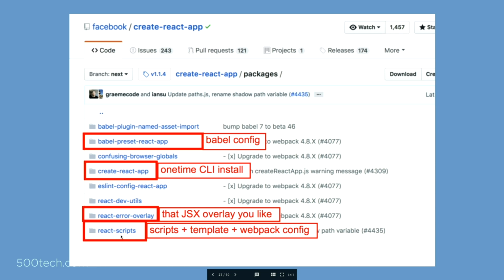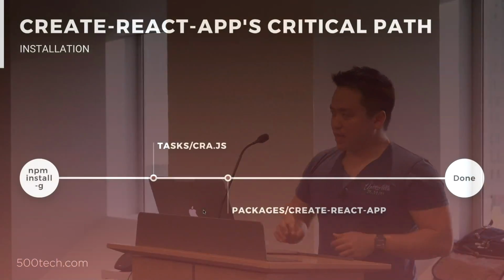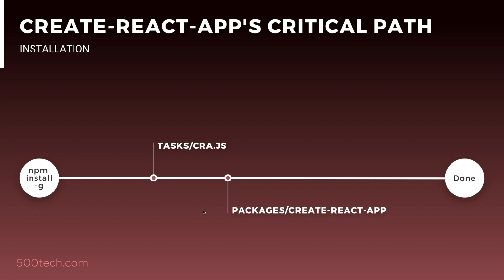And then the main meat of the package is React scripts, which has a bunch of scripts. It routes different scripts for initializing, starting, building, ejecting, and testing. There's the template, which is copied out, which is the stuff that you work with and make into your own app. And there's a Webpack config that Facebook maintains for you so that you don't have to deal with Webpack. And there's also other niceties like Babel preset React app, which is all the Babel configs that you don't have to worry about. And there's that JSX overlay that you like, which shows up in a nice little white screen. So let's talk about the installation.